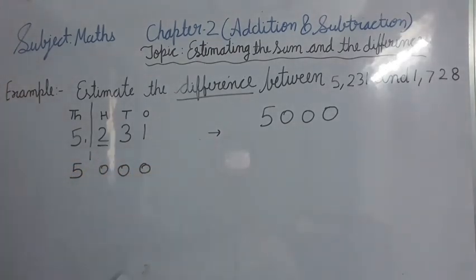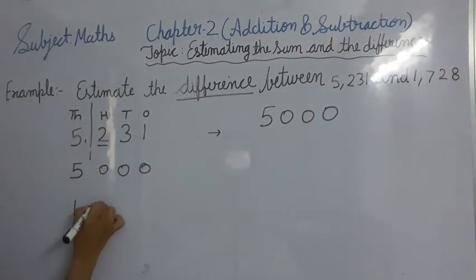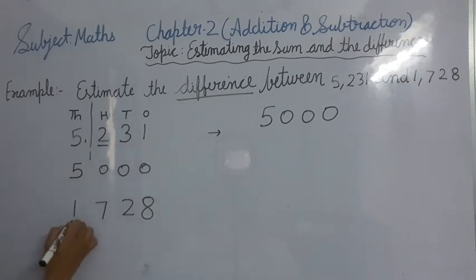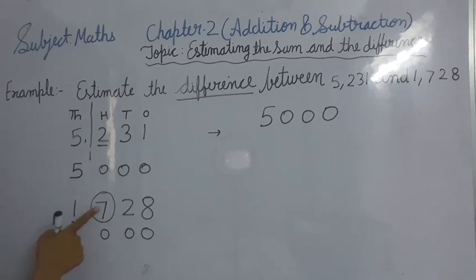Now what is the second number here? 1728. So this number is also in the thousands, so we have to round off to the nearest 1000. Again, before the 1000 place, just convert all the numbers to 0. And we have to compare this digit with 5. This is greater than 5. It means we have to round up, add plus 1 here. So 1 and 1 makes 2. So in place of this number, this time we can write 2000.